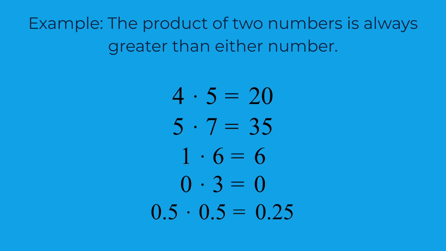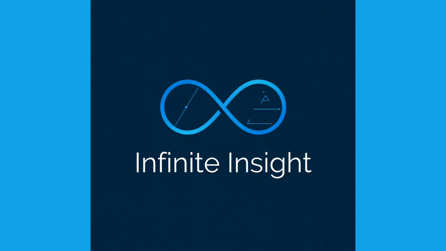We could just end with 1 times 6 is 6. That's a counterexample proving this false. We don't need a lot of counterexamples. We just need one. And that'll be all for today's lesson.